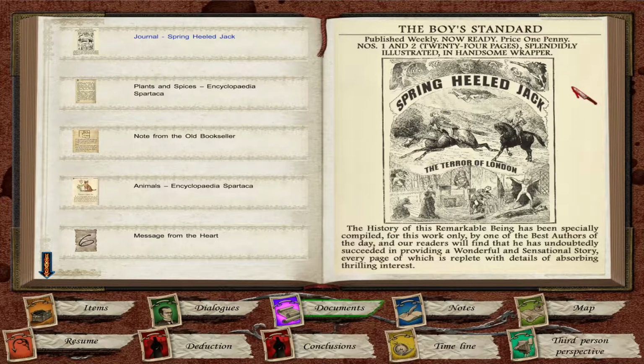The Boy Standard, published weekly, now ready, price 1 penny, 24 pages, splendidly illustrated in handsome wrapper. Spring-heeled Jack, the Terror of London. The history of this remarkable being has been specially compiled for this work only by one of the best authors of the day, and our readers will find that he's undoubtedly succeeded in providing a wonderful and sensational story, every page of which is replete with details and absorbing thrilling interest.